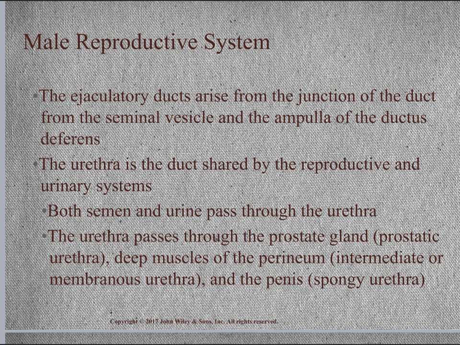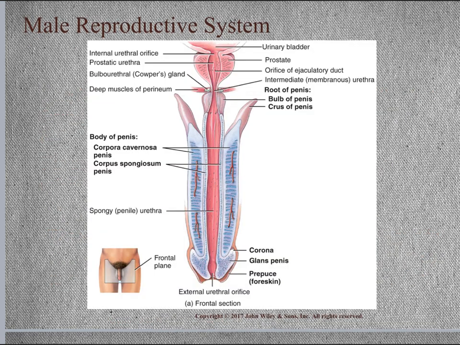So the urethra passes through the prostate gland, this is the prostatic urethra, then the deep muscles of the perineum through the intermediate or membranous urethra, and then the penis, which is called the spongy urethra. Again, let's put this to picture. We see our bladder all the way on top, our prostate with our prostatic urethra. We go through the membrane right here for our membranous urethra, through the penis for the penile urethra, and out the external urethral orifice.